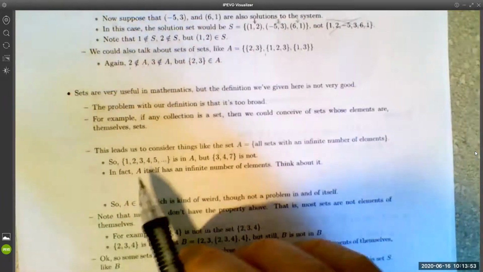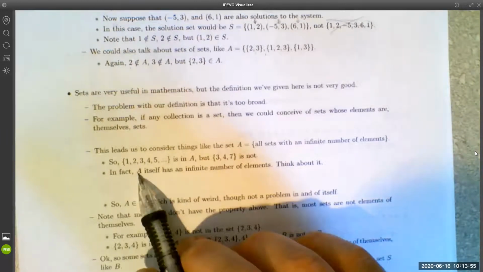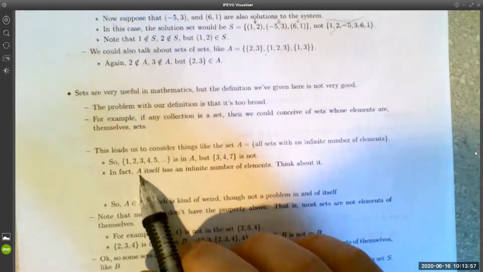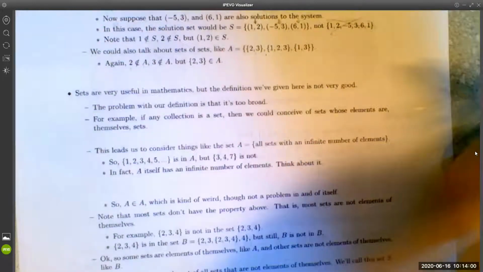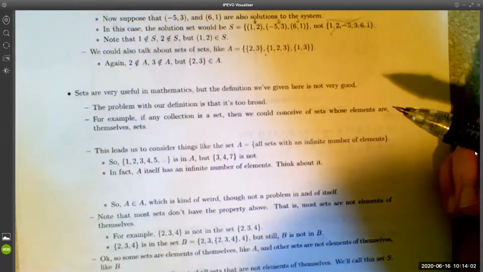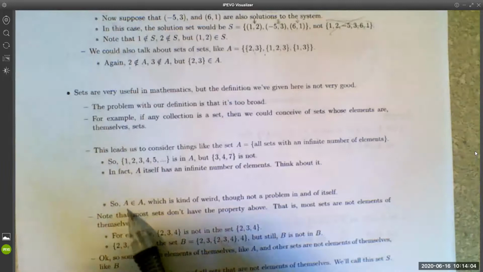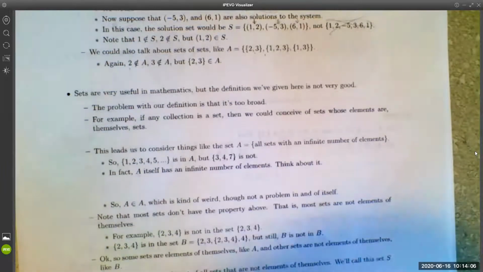Since there are an infinite number of elements in A, that means that A itself is an element of A. That's kind of crazy to wrap your brain around, but yeah, A is an element of itself, right? That's kind of weird, but that's not necessarily a problem. That's not a contradiction, right?